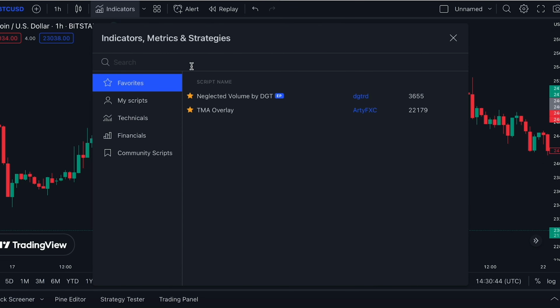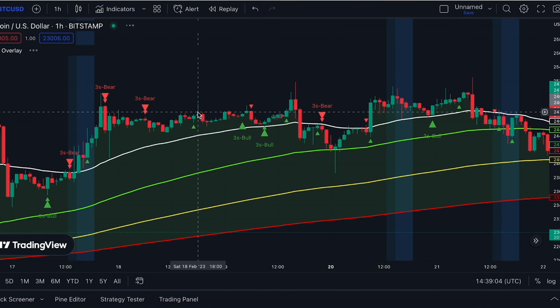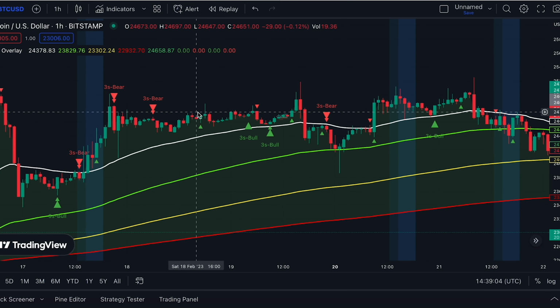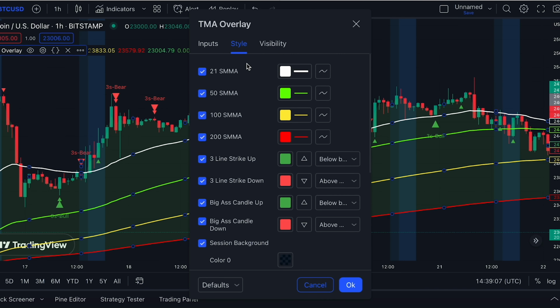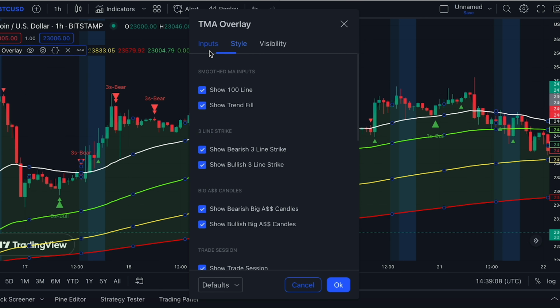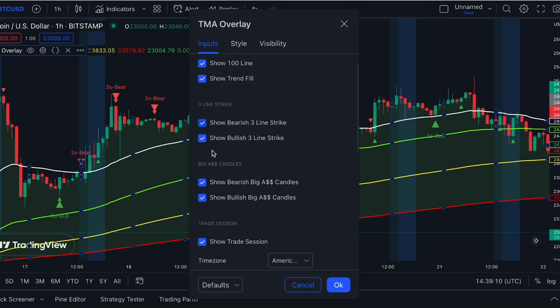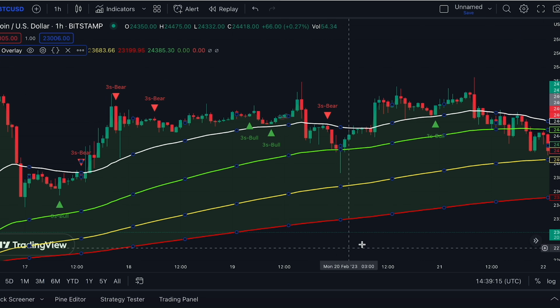Without further ado, let me walk you through this strategy. First, we will add the primary indicator of this strategy, which provides us with excellent insight into what is occurring in the market. The TMA overlay indicator, developed by RDFXC, is added to the chart and its inputs are modified. Perfect, the indicator is now set. We will now disable the big SS candles and trade session.